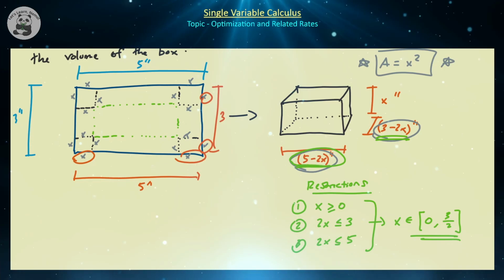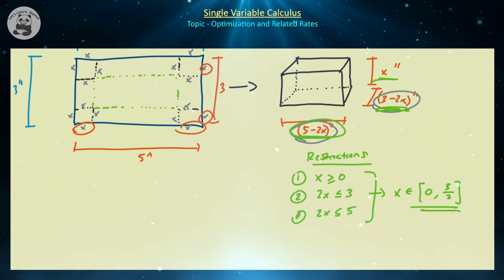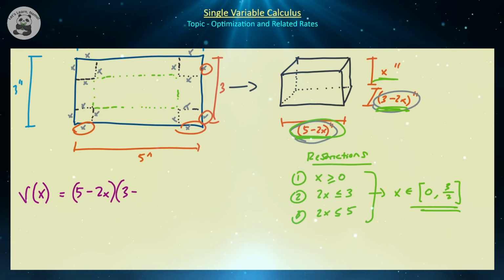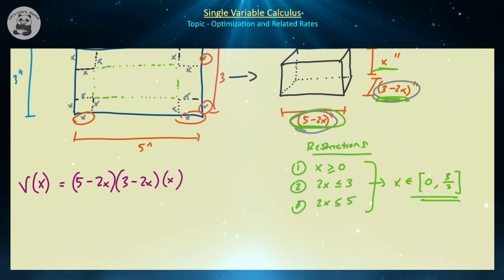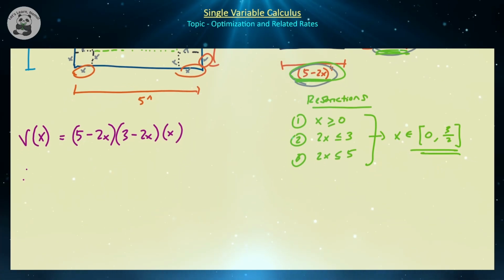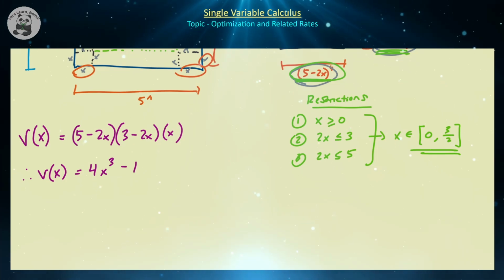So now that we know the length, width, and height for our box, let's try and create a volume formula for our box. So since we only have one variable x, we're definitely in the right direction. So we have length, width, and height. So that's the equation of our box. And we can expand that, right? So 5 minus 2x, 3 minus 2x times x, combine like terms. So we're going to have that our volume formula is going to be equal to 4x cubed minus 16x squared plus 15x.